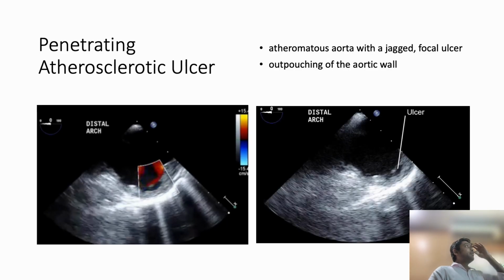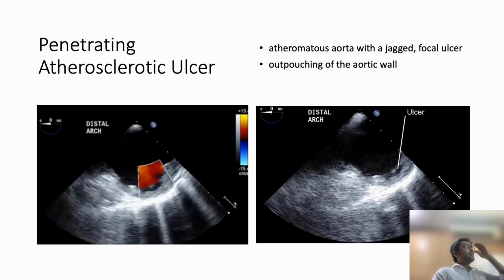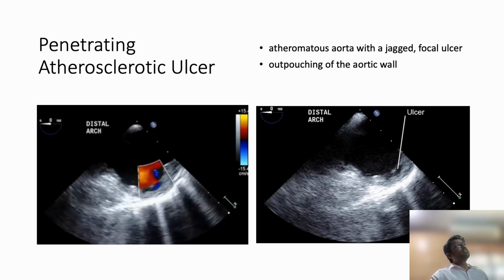Now this is a case of a penetrating atherosclerotic ulcer. How do we know that it is a penetrating atherosclerotic ulcer? Because the luminal wall is jagged, and you can see a focal ulcer. The aortic wall should be very smooth, but it is jagged, and here is a focal ulcer, an outpouching of the aortic wall, and you can see the flow across it.